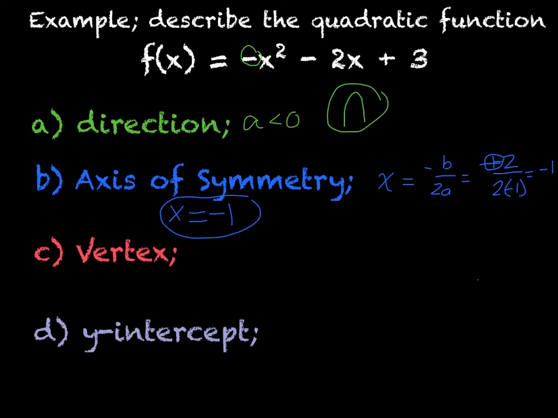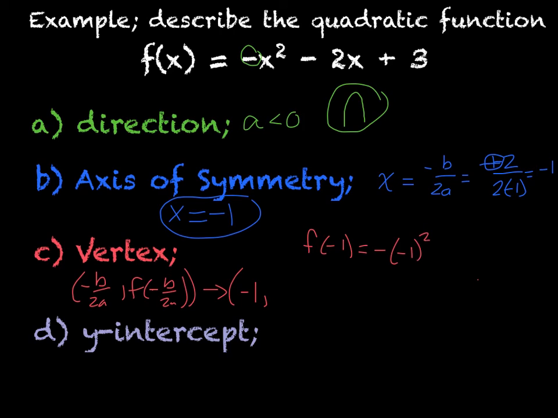Next, my vertex. Well, my vertex is going to be negative b over 2a, comma, f of negative b over 2a. So I already know part of that. Part of that is the negative 1. And then I need to find f of negative 1. So that would be negative 1 squared minus 2 times negative 1 plus 3. So if I work on that, that's negative 1 plus 2 plus 3, which is 4. So my vertex is negative 1, 4.